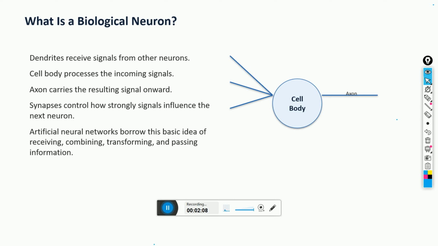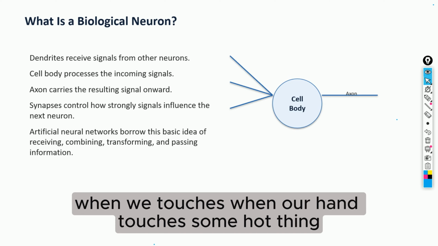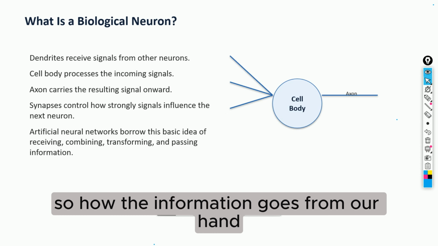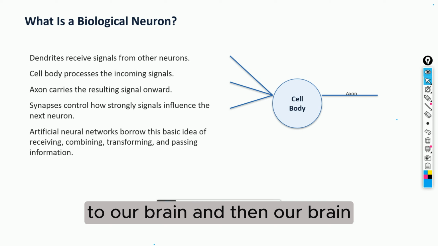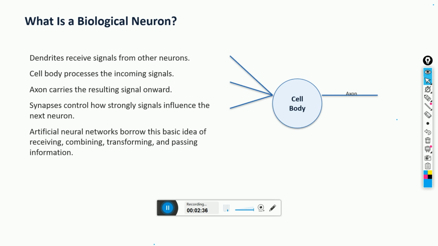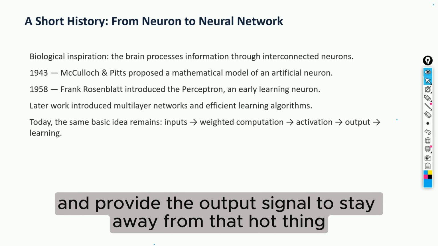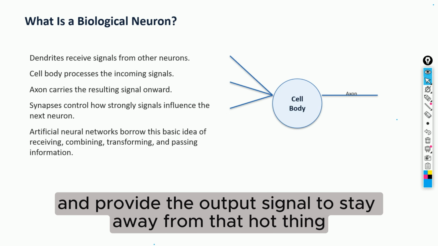Just for example, when our hand touches something hot, we will suddenly be in shock and we will try to avoid touching the hot thing. So how does the information go from our hand to our brain, and then our brain provides the output to please stay away from that hot thing? So basically the neuron is the thing that calculates everything and provides the output signal to stay away from that hot thing.